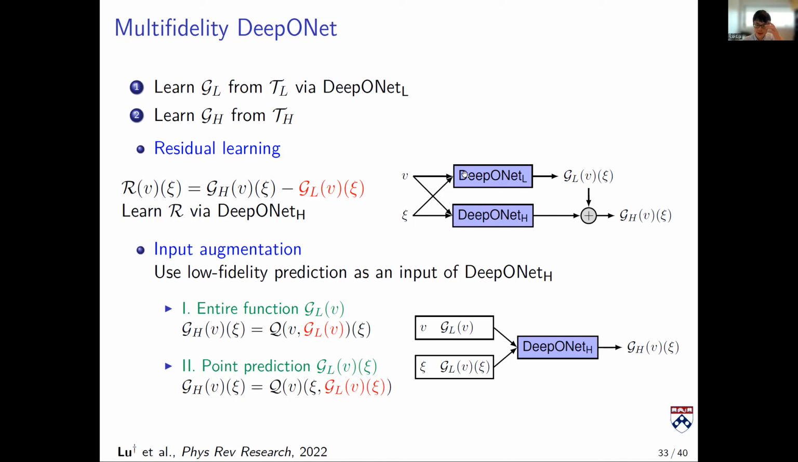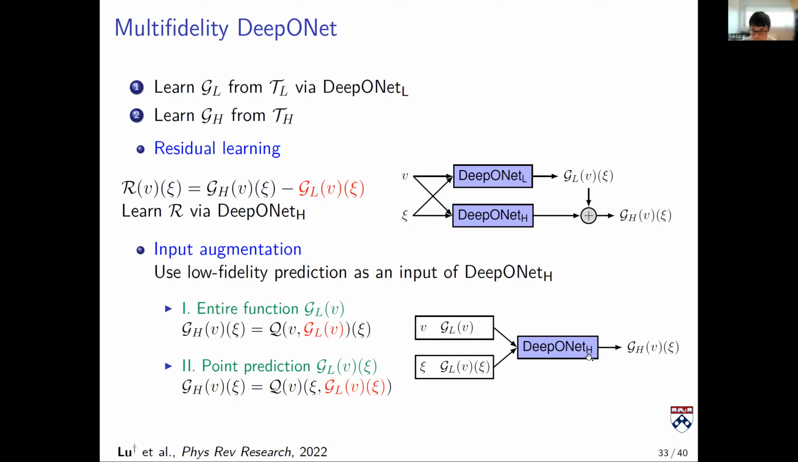If you look at the figure here, we have two networks. One is the high fidelity network, one is the low fidelity network. The low fidelity network predicts the low fidelity solution. Then this network, DeepONet Edge, predicts basically the correction term. Then we do a summation, and we can predict the high fidelity solution.